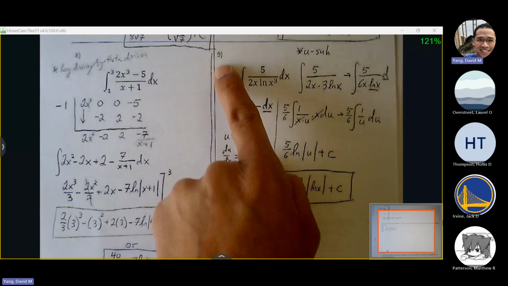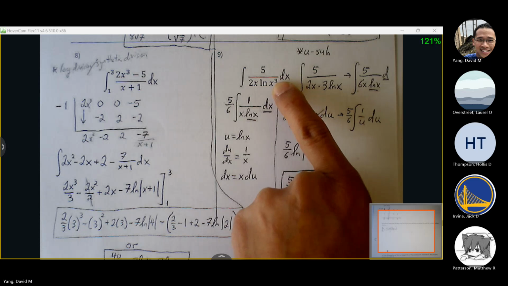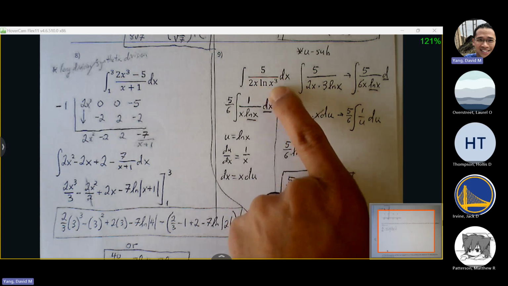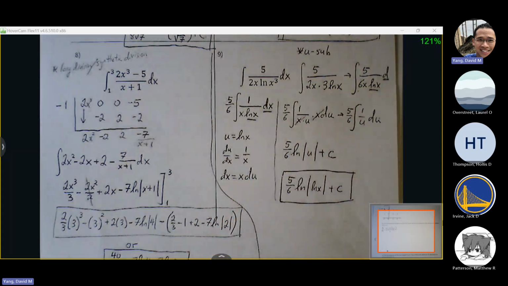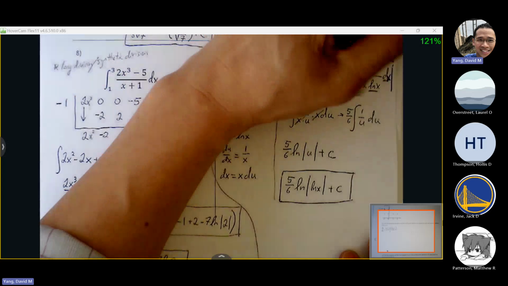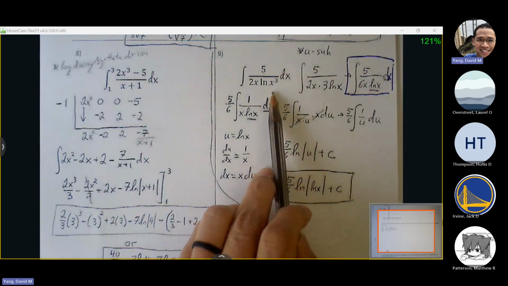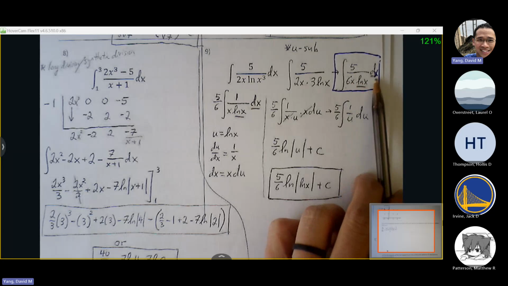Number 9 is a little bit tricky here to get started. Where can I put that 3 from that natural log of x cubed? In front, right? So that's a little bit tricky here, bringing that 3 down in front. So I would probably start you off at this stage, since it's hard to see what to do with that 3. So imagine this is the starting point of your problem: 5 over 6x natural log of x dx.